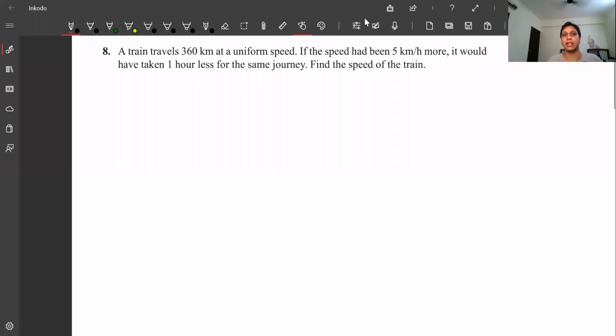Okay, a train travels 360 kilometers at a uniform speed. If the speed had been 5 kilometers per hour more, it would take 1 hour less for the same journey. So here he gave two things.